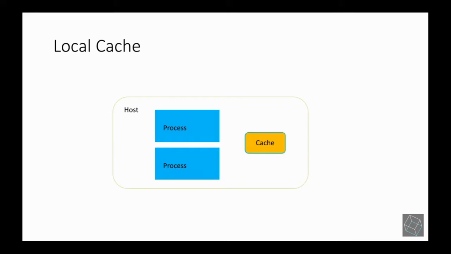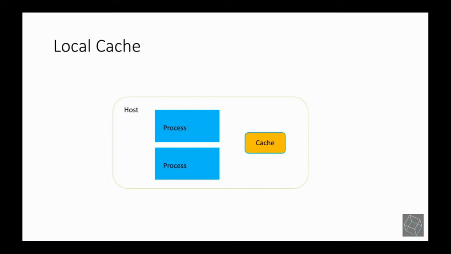So in local cache, what happens is you have the cache hosted as a separate dedicated process. Because it is hosted as a separate dedicated process, it will have its own JVM and heap space. That way it won't occupy memory from your application process or application JVM.